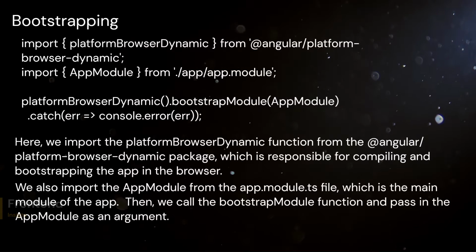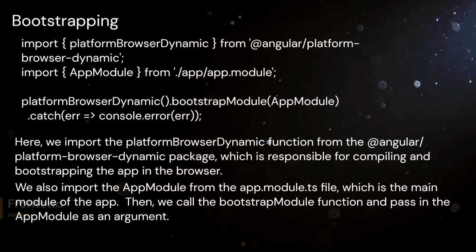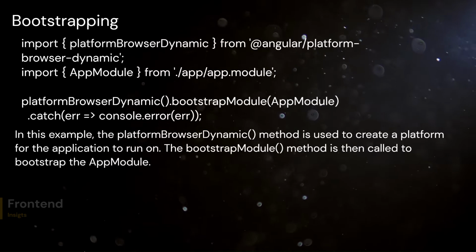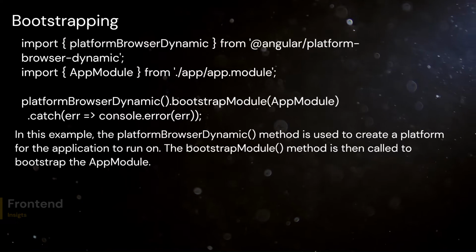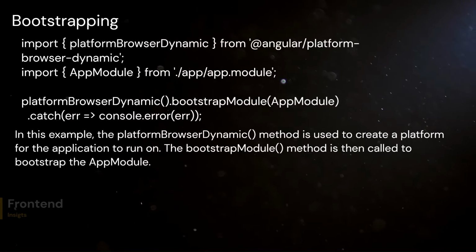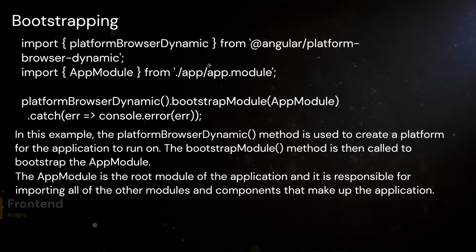Then, we call the bootstrapModule function and pass in the app module as an argument. In this example, the platformBrowserDynamic method is used to create a platform for the application to run on. The bootstrapModule method is then called to bootstrap the app module.